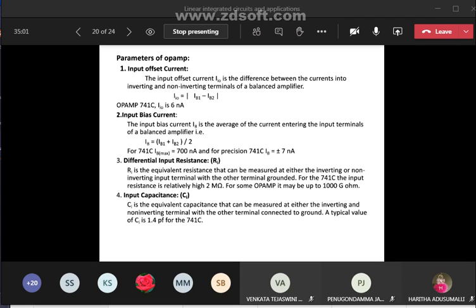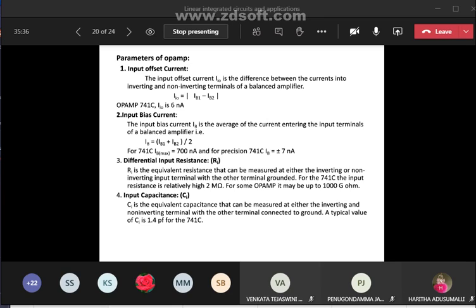Next we will see the parameters of the op-amp. What are the parameters of a practical op-amp? The first one is input offset current, IIO. Here I represents input, O represents offset, and capital I represents current.